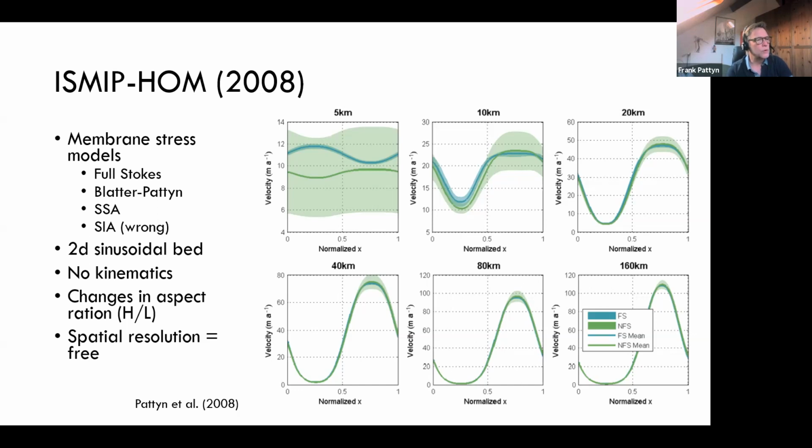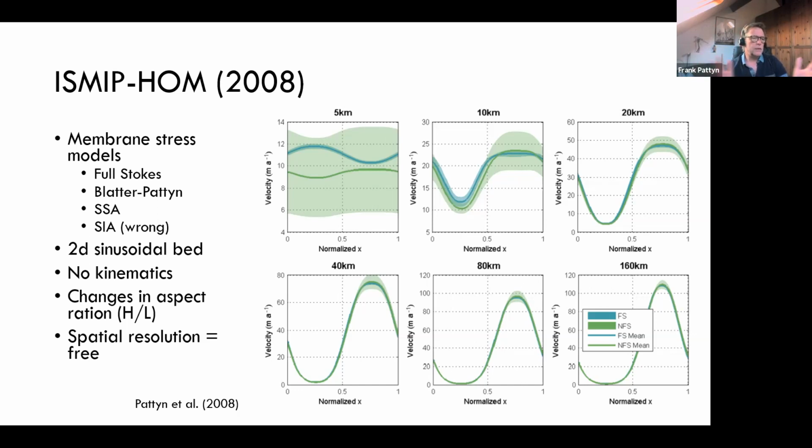And so this brought us to the idea, well, let's test those models. What is the validity? How well do these approximations compare to a full Stokes model for a problem where you normally should need a full Stokes model? And so this was also an experiment without kinematics. So we have a fixed geometry on which we calculate the velocity field. And this was done for a bumpy bed, a sinusoidal bed, in 2 dimensions, with ice on top of it, with a surface slope to drive the motion.